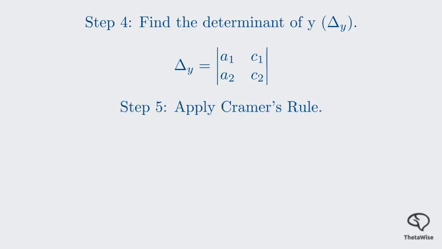Finally, in step 5, you apply Cramer's rule using the determinants you've calculated. To find x, you divide delta sub x by delta sub 0. And to find y, you divide delta sub y by delta sub 0. This process guarantees that you find the unique solution for x and y. So, to recap, prepare the equations, find delta 0, find delta x, find delta y, and then solve.